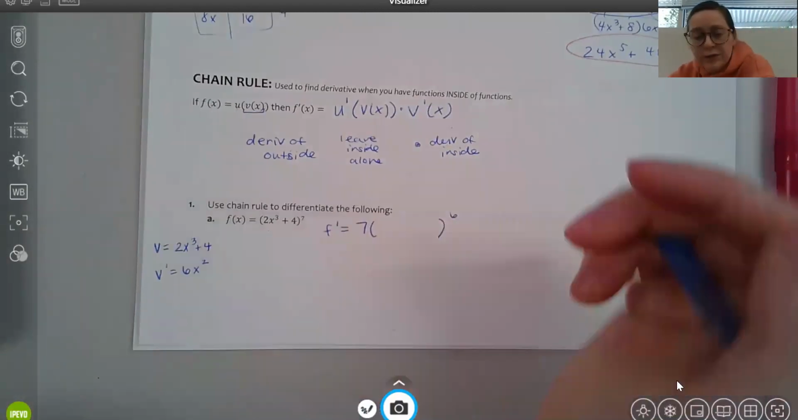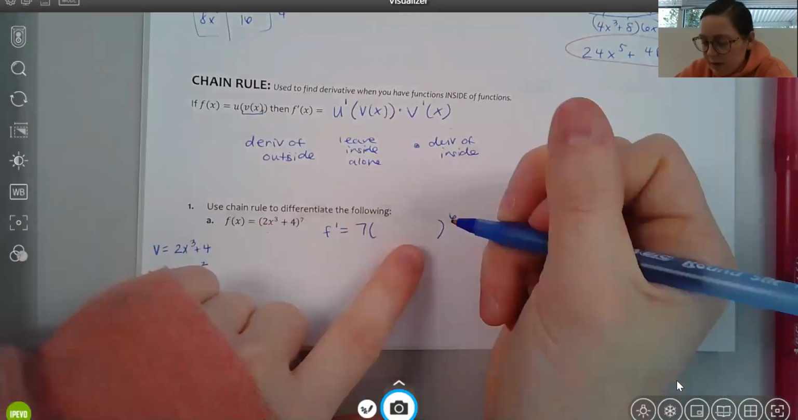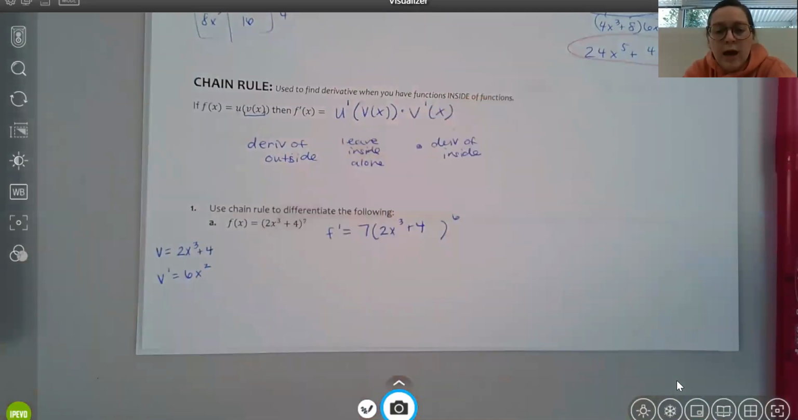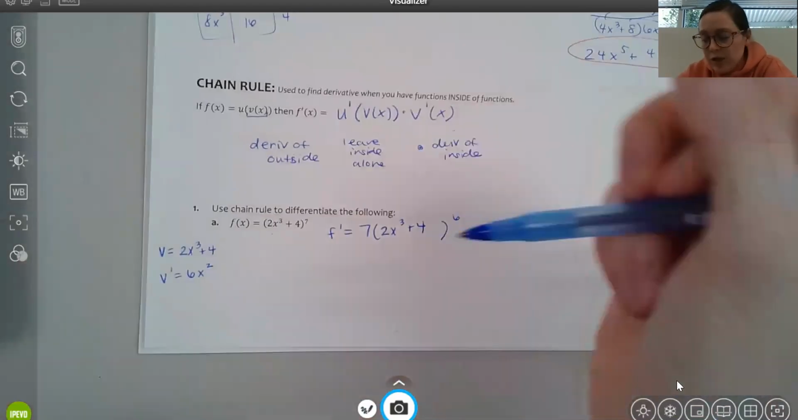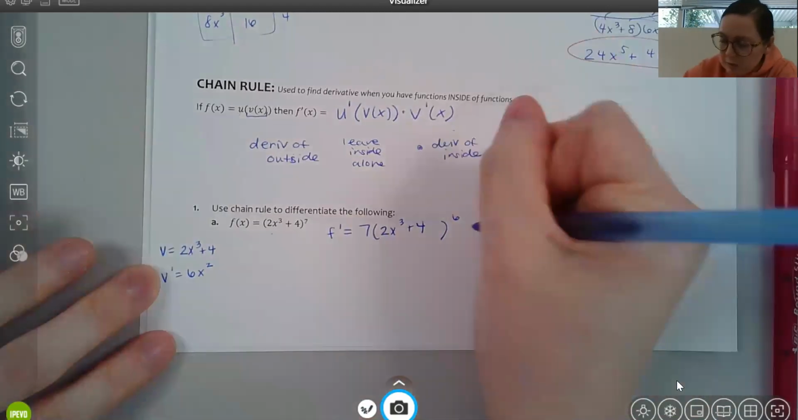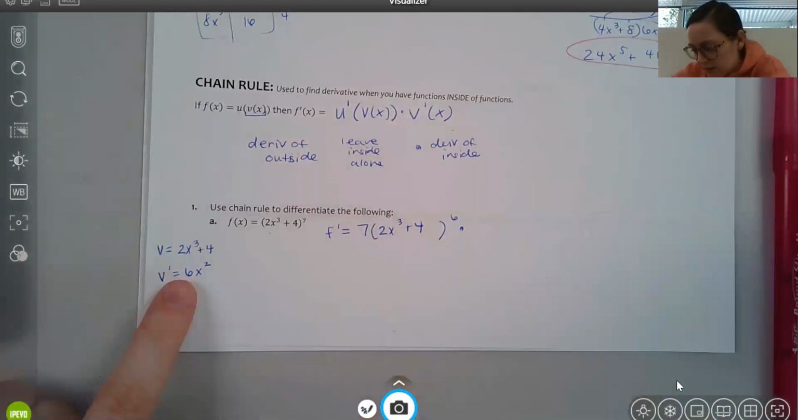Well, the chain rule tells me leave the inside alone. So I'm not going to do anything to the inside right now. I'm going to leave it as 2x cubed plus 4. So this is just the first part, right? The derivative of the outside, leave the inside alone. That's not all of it because chain rule also has times derivative of the inside. So then I'm going to tack on at the end times derivative of the inside, which we just said was the 6x squared.